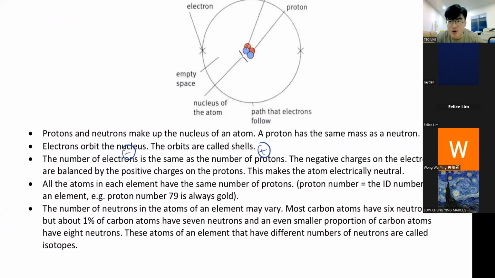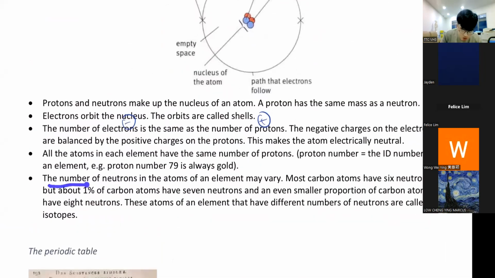So it will always be gold. Always. 1 million years ago, it is gold. 1 million years later, it will be gold. It's just like you, your IC number, only you have it. Nobody else shares your IC number. So atom is the same thing. All right. So the number of neutrons in the atom of an element may vary.